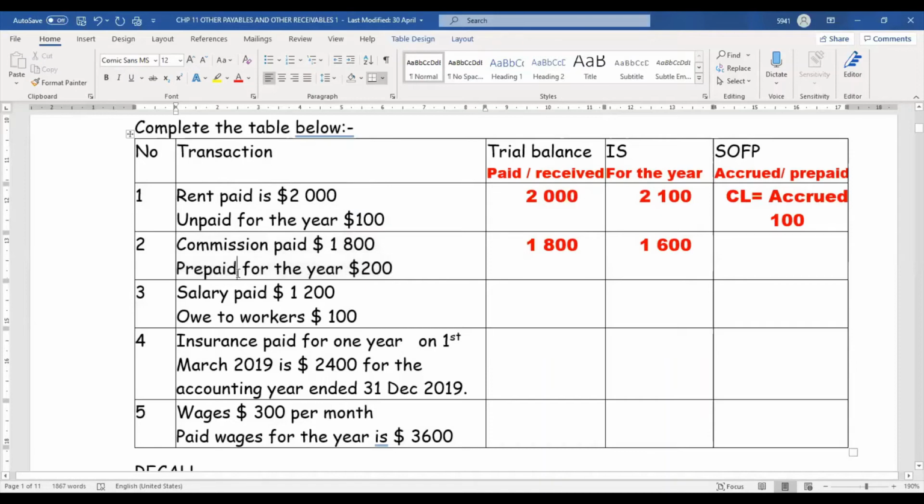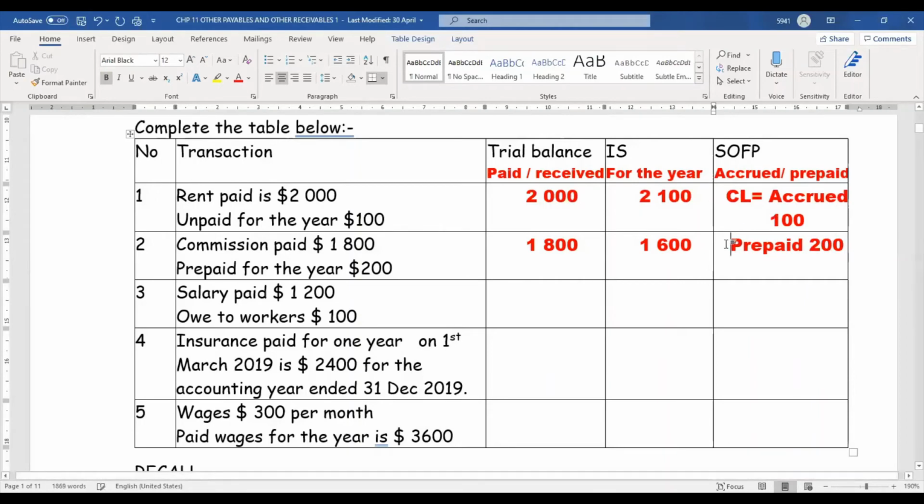What is the meaning of the prepaid? The expenses that we paid during this year are for next year. Since it's for next year, in this year's income statement we cannot include the 200 because it's not for this year. Only for this year, we'll record here. So we will write here 1,600 as our expenses for this year. And this is my prepaid. This prepaid will be recorded in the statement of financial position, prepaid 200.